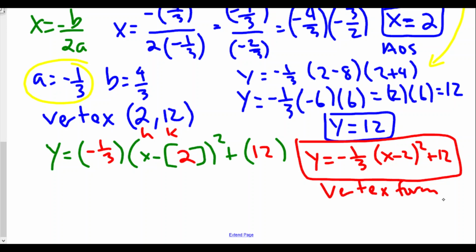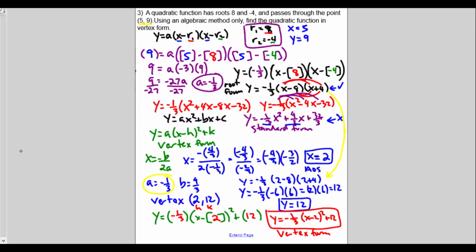Oddly enough, when you do all this work, you get to see all three forms: the root form, the standard form, and the vertex form. So does it mean you probably have to do all this? Yeah, probably. You're going to find the root form, you're going to distribute and find the a and b value for the standard form to use for your axis of symmetry, and to find the vertex. So you have all the formulas available to you and the steps involved. Hopefully this question will not be a problem for you guys.